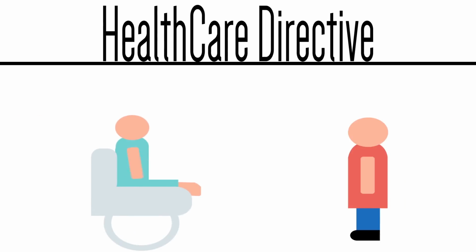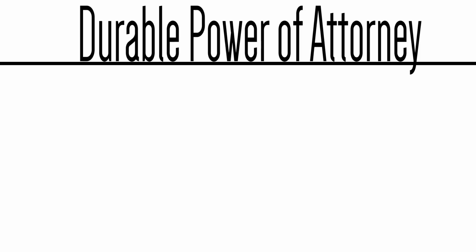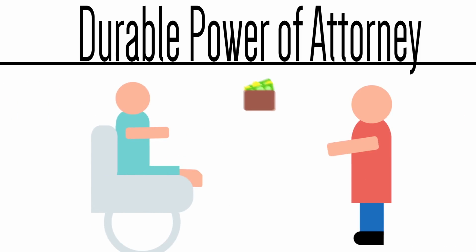Essentially, a healthcare directive allows you to choose someone to have the permission to take care of you while you're in this disabled state, and a durable power of attorney is kind of similar to a healthcare directive, but the main difference being that you choose someone to take care of your money while you're disabled.